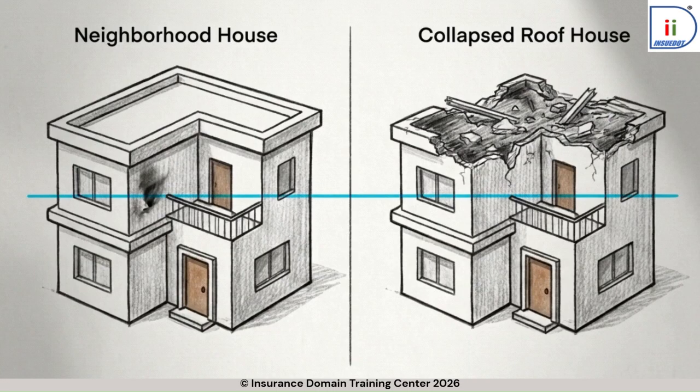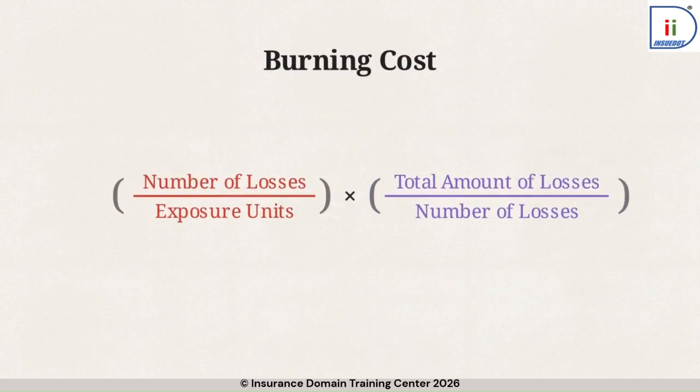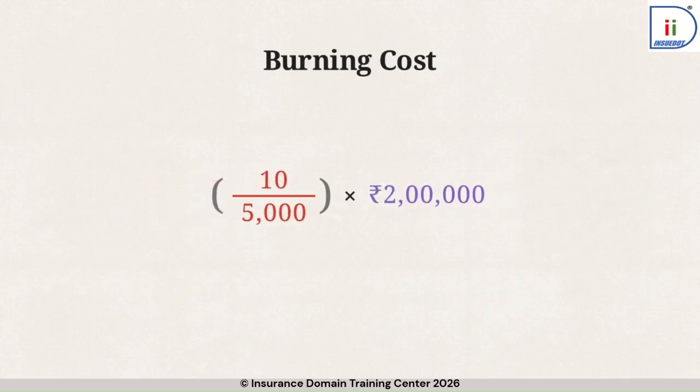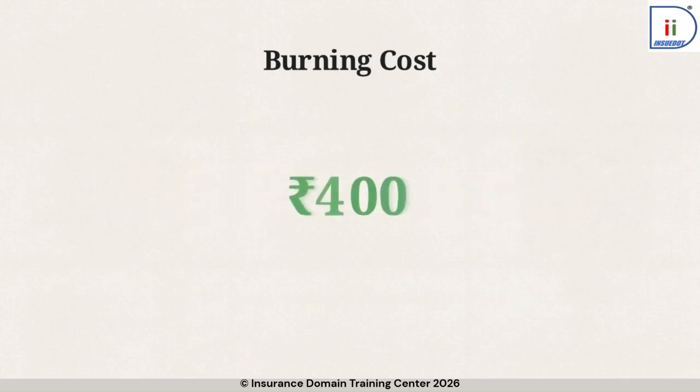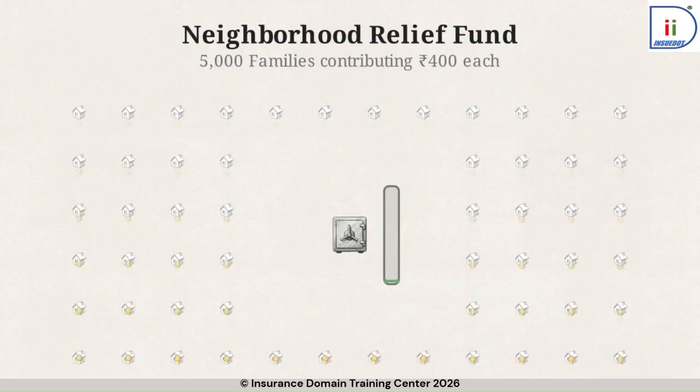To find burning cost, we multiply frequency by severity. The number of losses appears on top and bottom, so they cancel out. Multiplying our frequency of 10 per 5,000 by our severity of 2 lakhs rupees resolves to exactly 400 rupees. This means, if the insurer collects just 400 rupees from each of the 5,000 families, they'll have the 20 lakhs rupees needed to pay for the 10 expected fire claims in full.